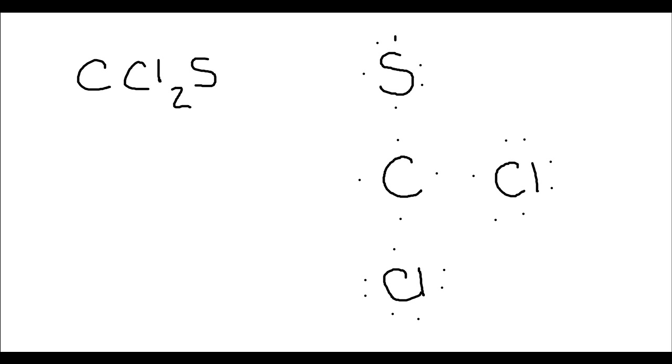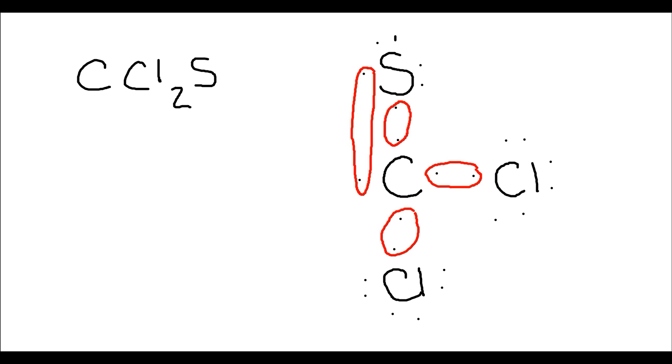So carbon is able to share 2 electrons with one chlorine and 2 electrons with the other chlorine. But carbon still needs 2 more electrons. At the same time, sulfur needs 2 more electrons. And if you look here, they could share these 2 and they could share these 2. If they did that, then we end up with a Lewis structure that looks something like this.